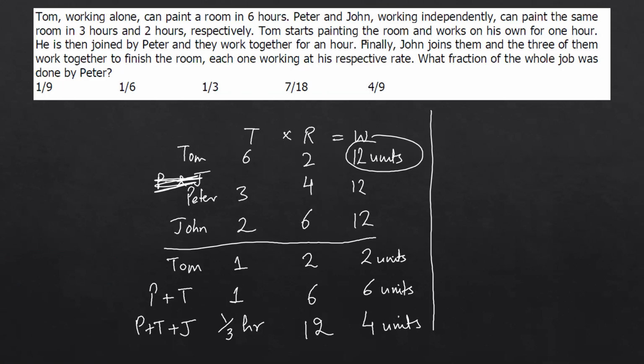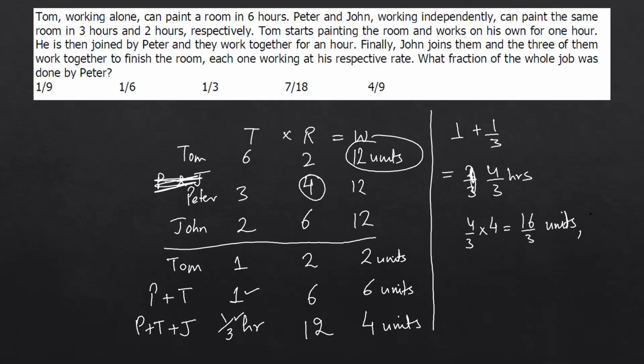So the question says what fraction of the whole job was done by Peter? Peter worked for 1 hour and then another 1/3 hour. So he worked a total of 4/3 hours. In 4/3 hours, how many units will he finish, if he finishes 4 units every hour? He will finish 4/3 times 4. He will finish 16/3 units.